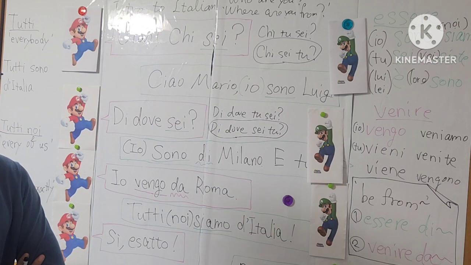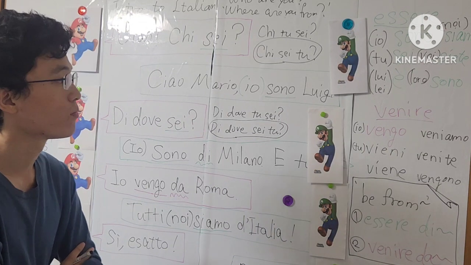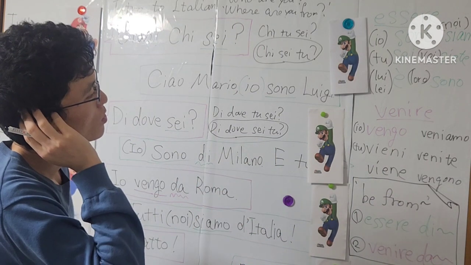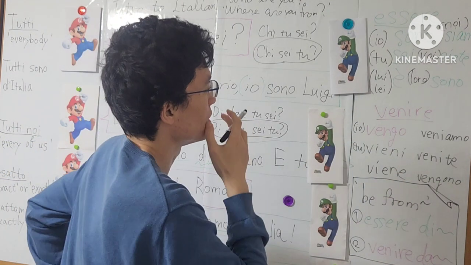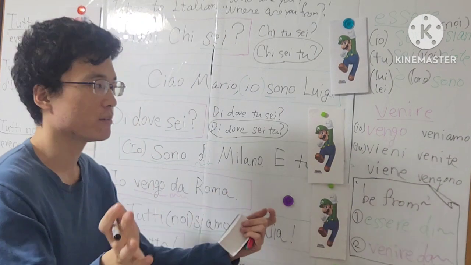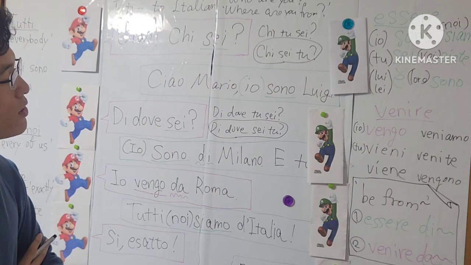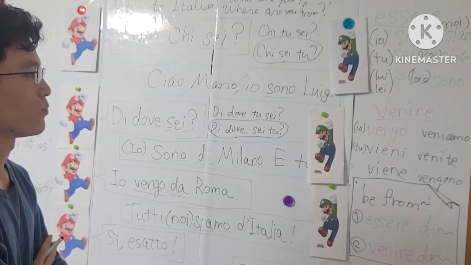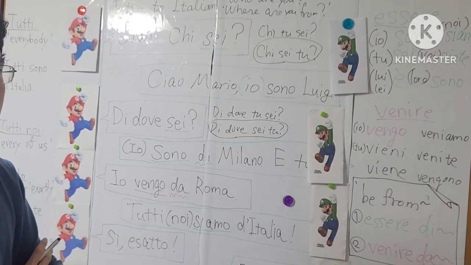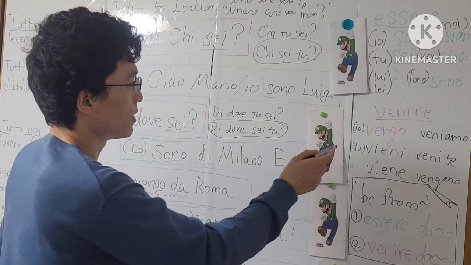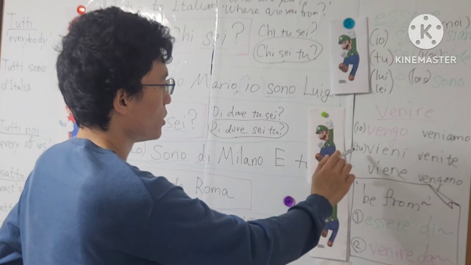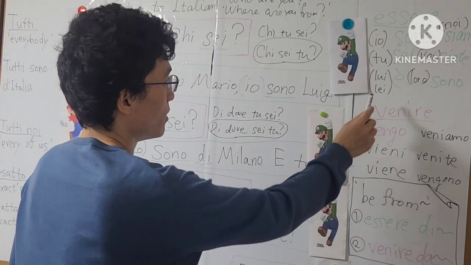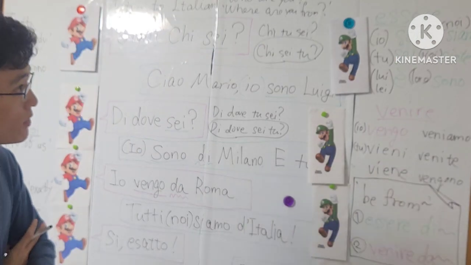And also to add one thing more. In the case of venire, the forms are totally different from each other, even more than essere. So here you can recall the fact that personal subject pronouns are optional in Italian. That is why I wrote parentheses everywhere.